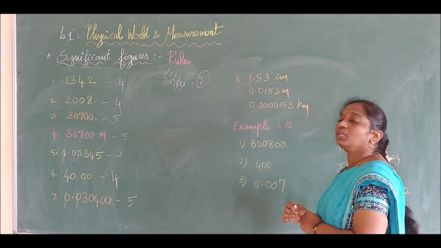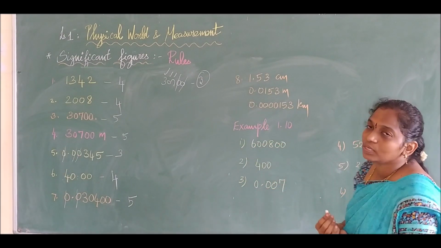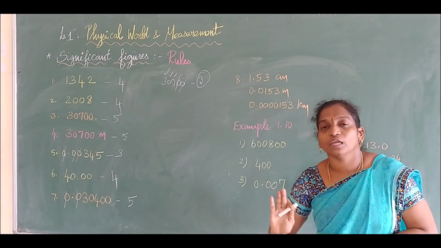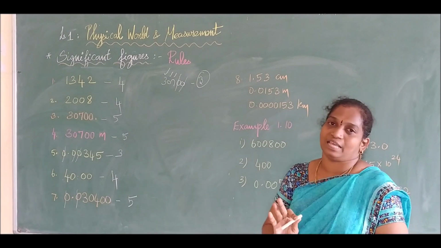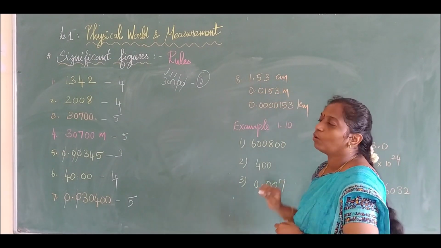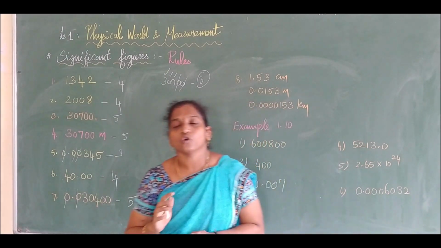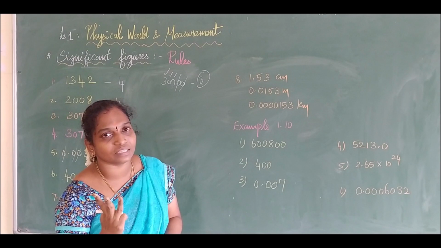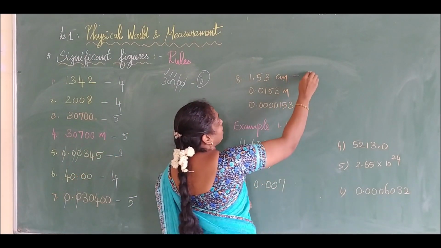Right. Then we come to the 8th one. What does the 8th one say? Whatever the unit is changed to, the number of significant figures will remain the same. Let's take an example: 1.53 centimeter. 1.53 centimeter means what? All are non-zero numbers. Therefore, 1, 5 and 3. There are 3 significant figures. So we are saying this is what?